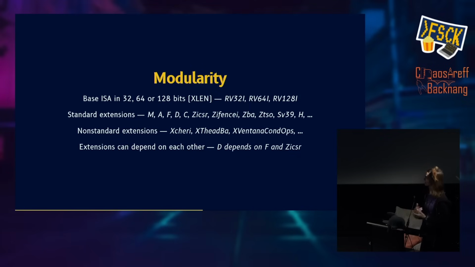There are a bunch of standard extensions, which some of them have single letters, some of them have a leading Z and then some other name. And there is a bunch of non-standard extensions which have the X. And for example, here, if you know what Cherry is, like the hardware pointer safety thing, it's very easy to just throw that on top of RISC-V as an extension. So that's cool. Of course, you can have dependencies between extensions because you sometimes need features from other extensions.